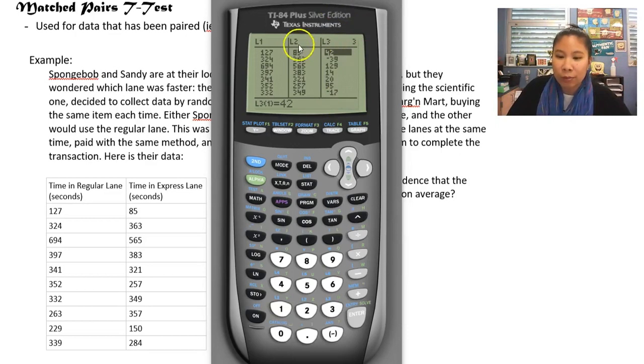I also want to point out, because I'm ending up with some positive and some negative differences here, this means that because I subtracted L1 from L2, regular minus express, if express is supposed to be faster, then the numbers in the express lane should be smaller than in the regular lane. So when I subtract this way, ending up with a positive number means that the express lane was a smaller number, which means faster. So in these instances where I have negative numbers, that means the express lane was actually slower. Okay, so keep that in mind because when we write our hypotheses, we need to make sure which direction we subtracted from.